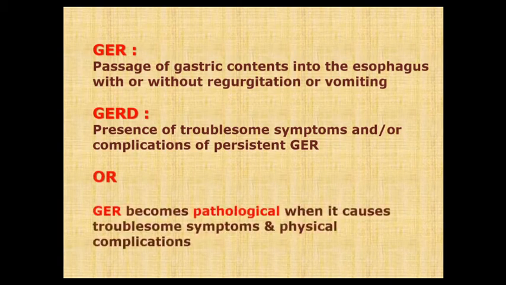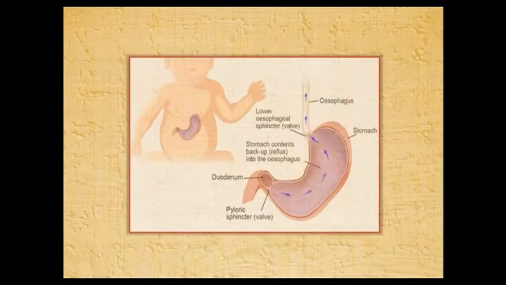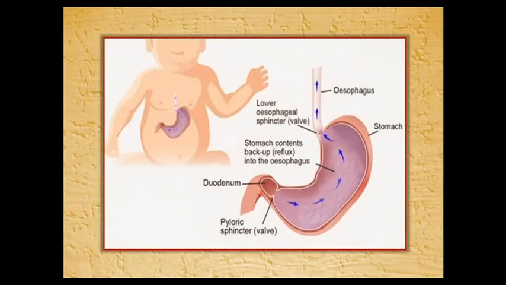It is gastroesophageal reflux that has become pathological when it causes troublesome symptoms and physical complications. This picture shows the retrograde movement of the gastric content through the lower esophageal sphincter into the esophagus. It may end with regurgitation or vomiting, or it may stay here in the esophagus.